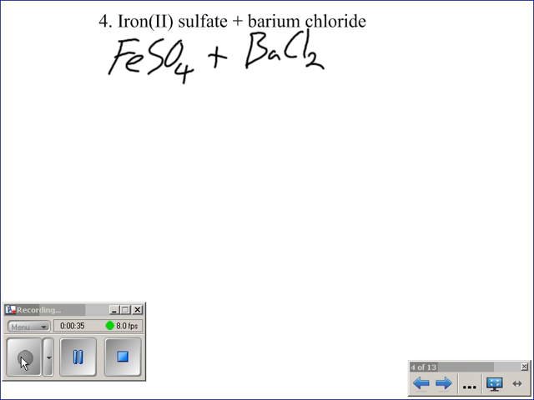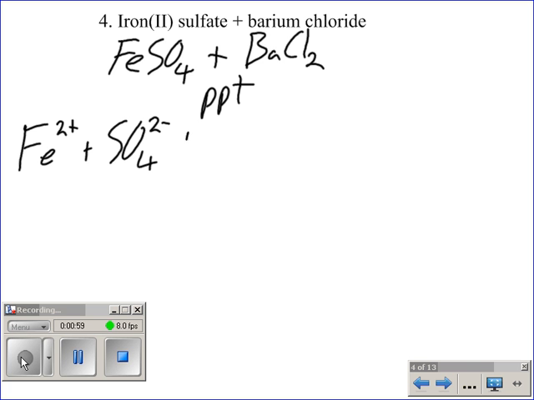So, is this a gas-producing reaction? No. If it was a sulfite with an acid, that's gas-producing. This has to be another precipitation reaction. So, it is split up into ions: iron 2 plus, sulfate, which is 2 minus, barium ions, which are 2 plus, and chloride ions, which are minus.